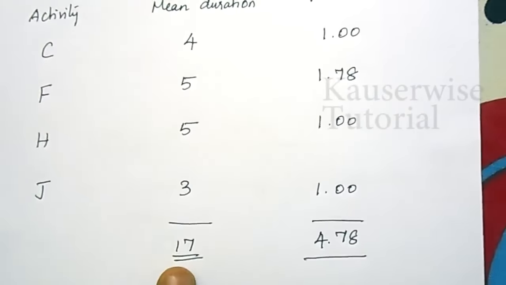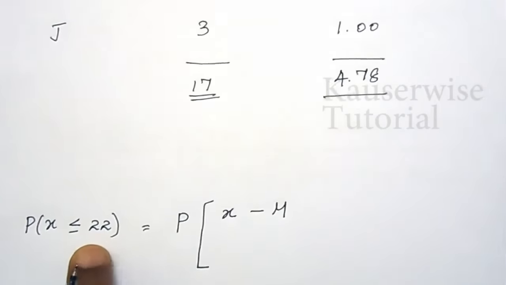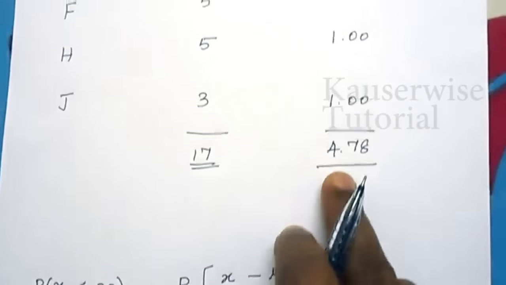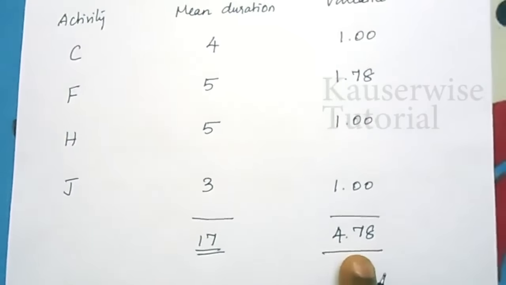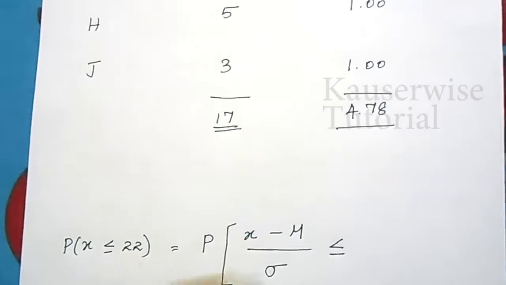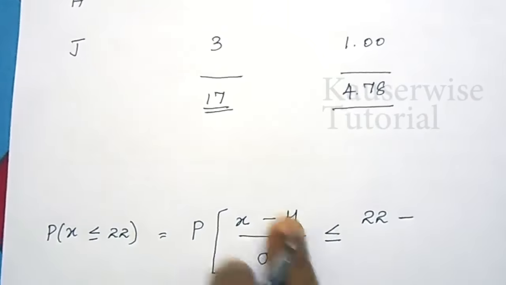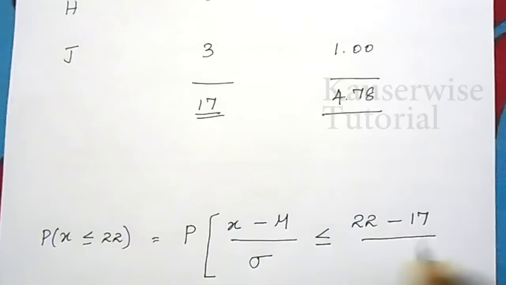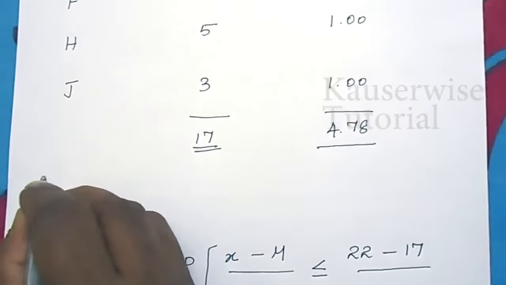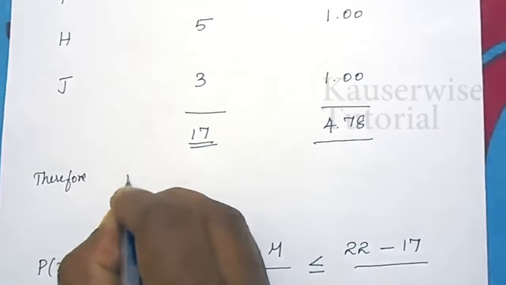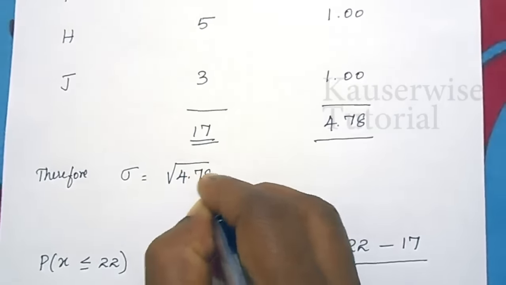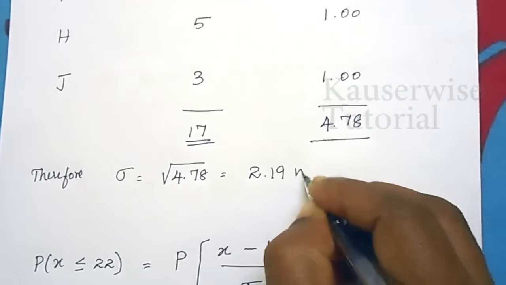That is, mean duration is 17 weeks. So X denotes 22. So 22 minus 17 divided by sigma. Sigma is the standard deviation. So we need to find the probability that Z is less than or equal to 22 minus mu, that is 17 weeks, divided by sigma. So first we need to find the sigma value. This is the standard deviation. So sigma is equal to the root of 4.78. You will be getting 2.19 weeks.